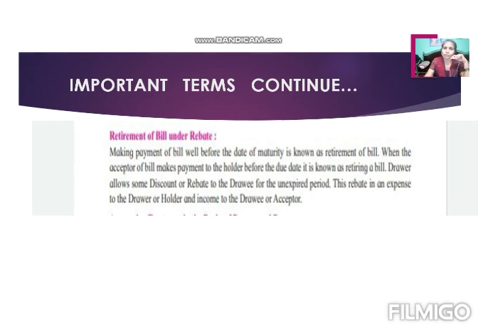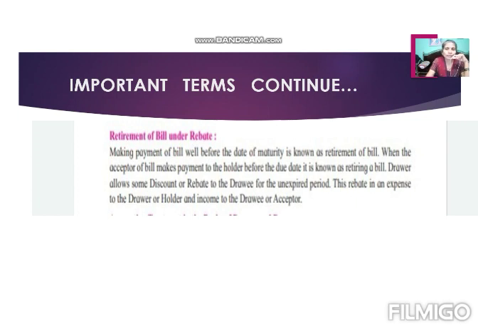Retirement means when the drawee makes the payment of the bill before the due date, then it is known as retirement of the bill. See, retirement and honor are not the same. When the drawee honors the bill before the due date, it is known as retirement, and when the drawee makes the payment of the bill on the due date, it is known as honoring the bill. So there is a difference between honor and retirement. Honor means the drawee makes the payment on the due date, and retirement means the payment is made before the due date.